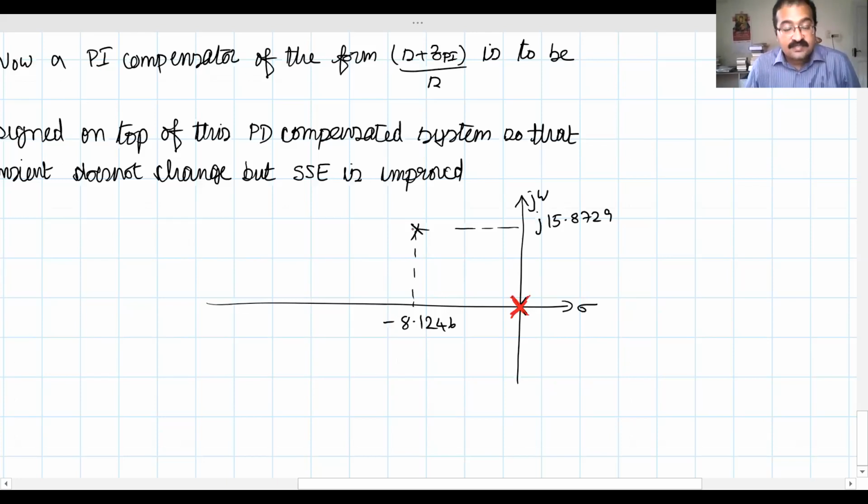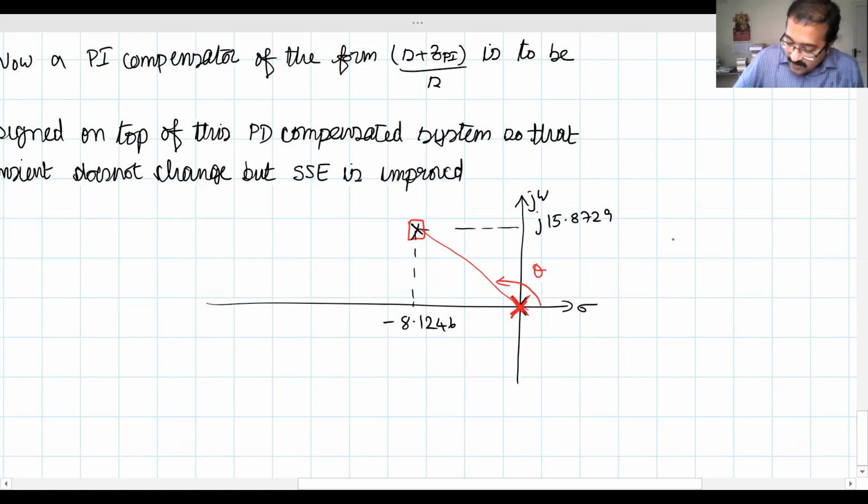Right, now what happens? The angle at this point changes. But the angle should not change. So that extra change in angle has to be taken care of by whom? By the PI compensator zero. Now we will calculate how much is the angle at this designed dominant pole. So join this, calculate what is theta.